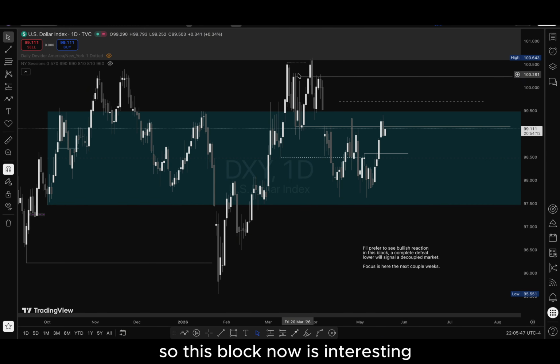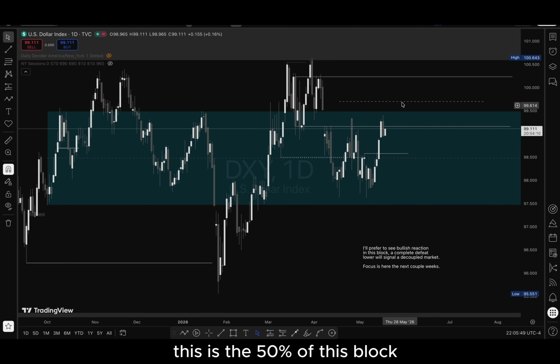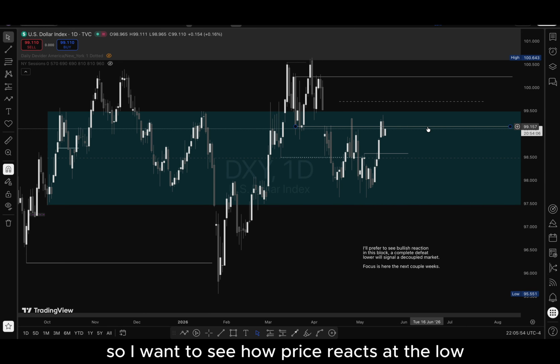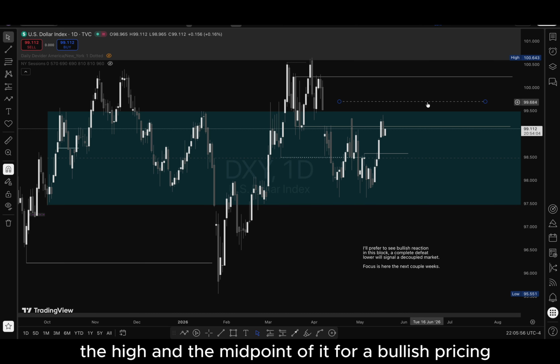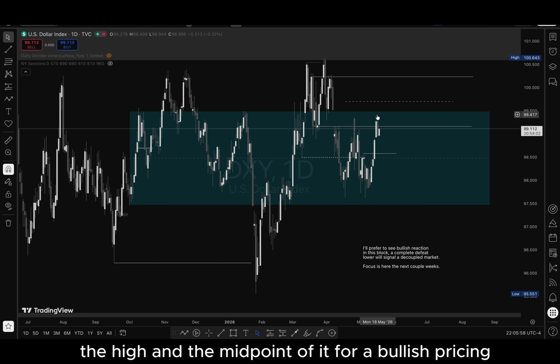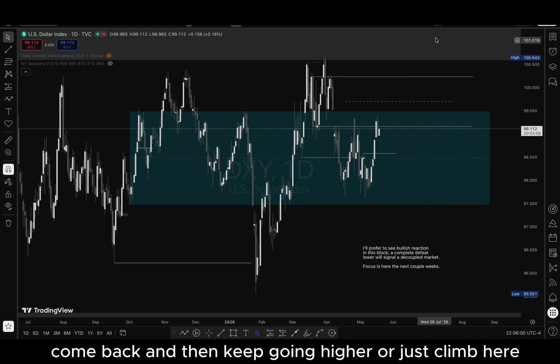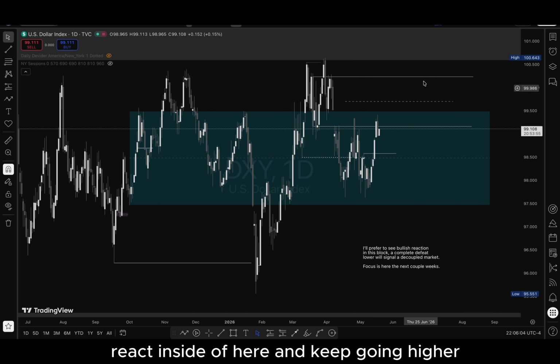So this block now is interesting. I'm extending to the right. This is the 50% of this block. So I want to see how price reacts at the low, the high, and the midpoint of it. For a bullish pricing, this will go higher, come back, and then keep going higher, or just climb here, react inside of here, and keep going higher.